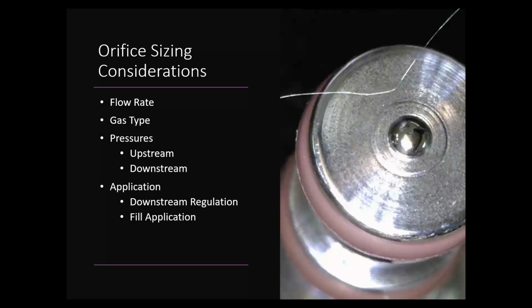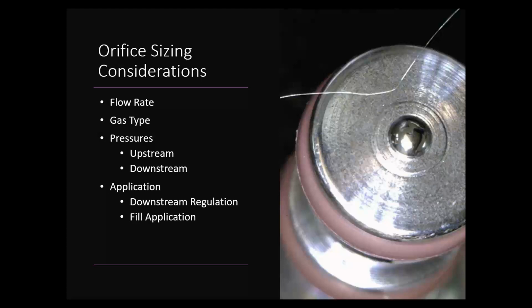Now, there are all sorts of factors that go into determining the optimal orifice size, and our application engineers are happy to discuss your parameters and specific details for you to be successful. We don't just pull product off the shelf. We configure the mass flow controller to get the best results. So we would ideally like to know the flow rate that's going to be required, the gas that's going to be used, the upstream pressures and downstream pressures, and then the application.